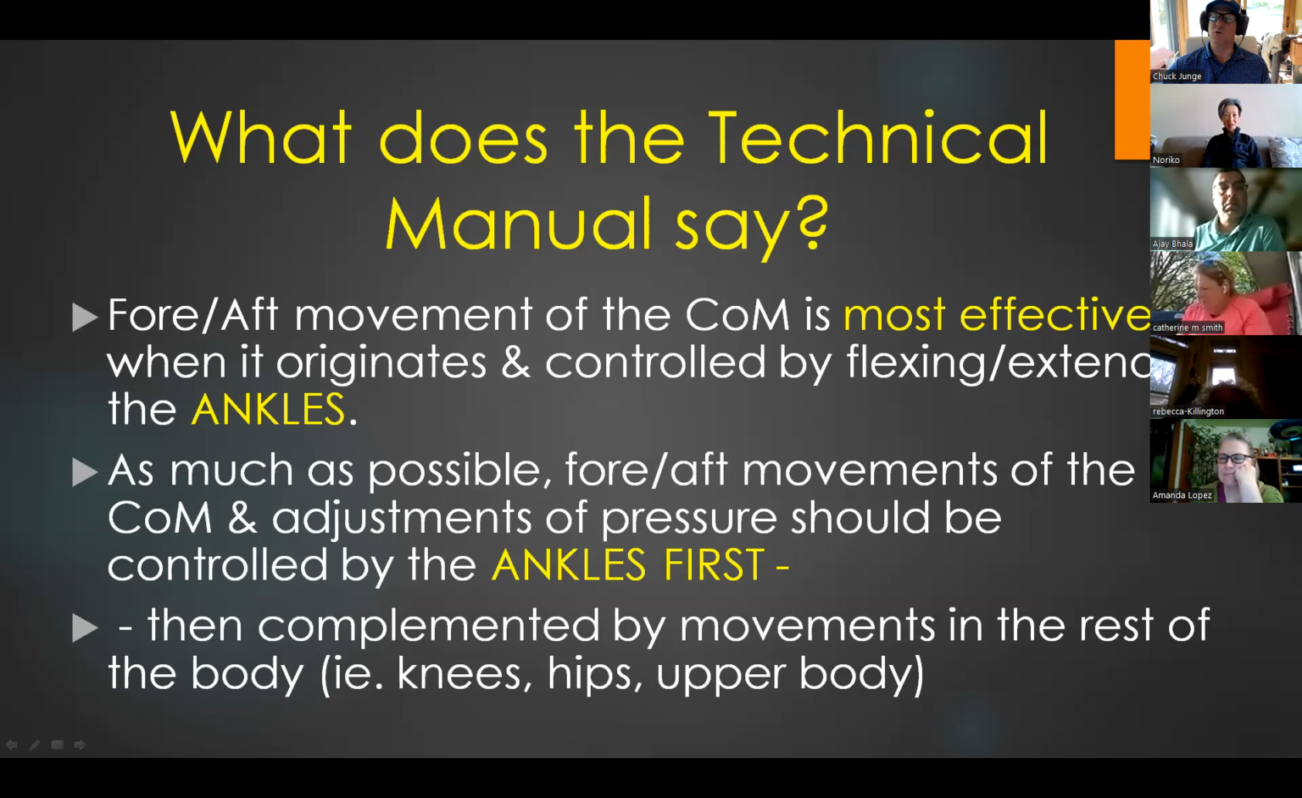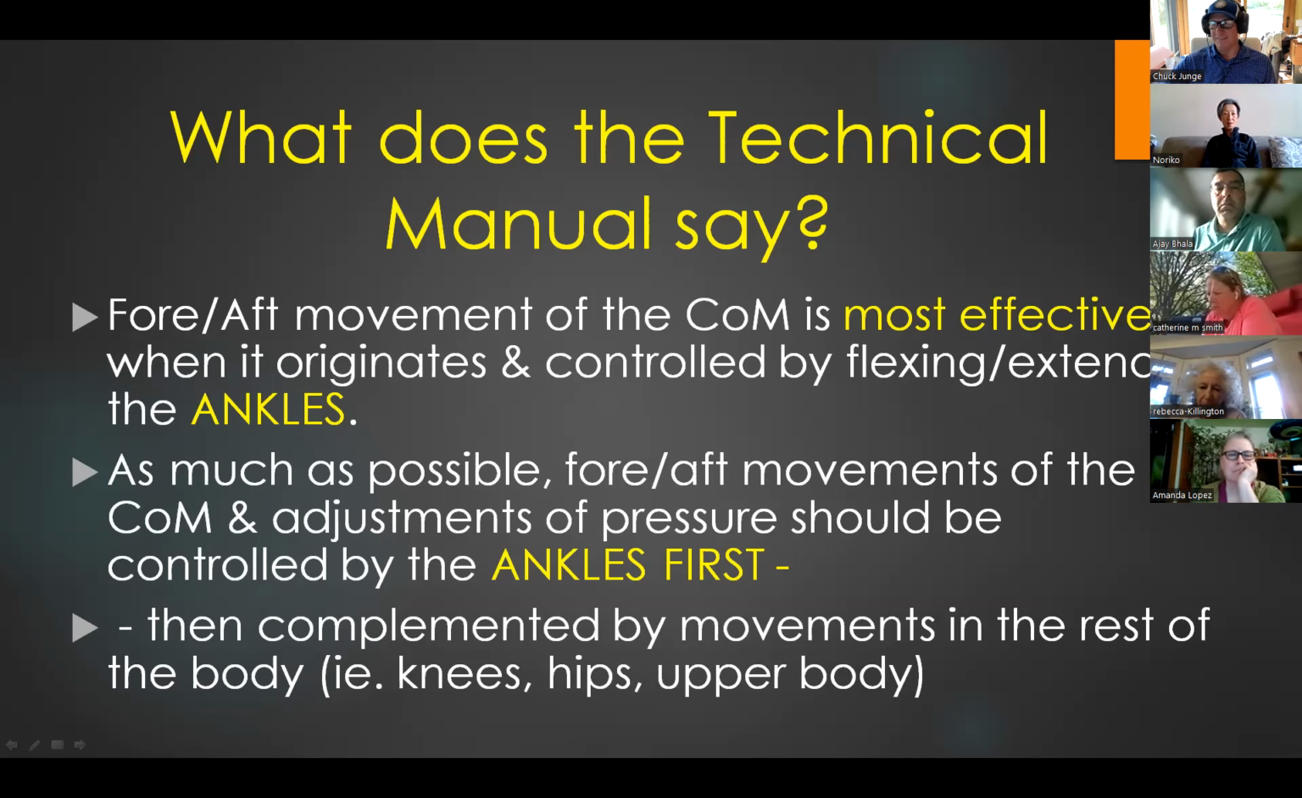Let me ask real quick. As much as possible, the fore-aft movements of the center of mass and adjustments of pressure should be controlled by the ankles first. Noriko, I think you said this almost verbatim, right? Then complemented by movements in the rest of the body: the knees, the hips, and the upper body. Right. I think the big reason they say it this way is that the joints closest to the ground, to the skis, are the ankle joints.